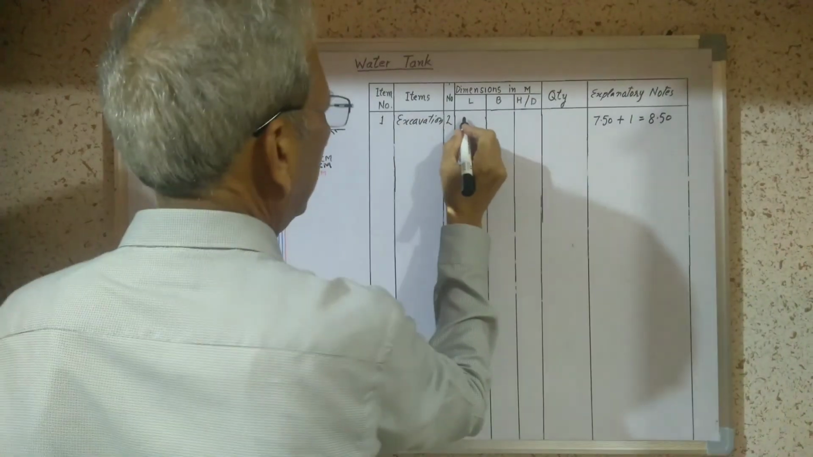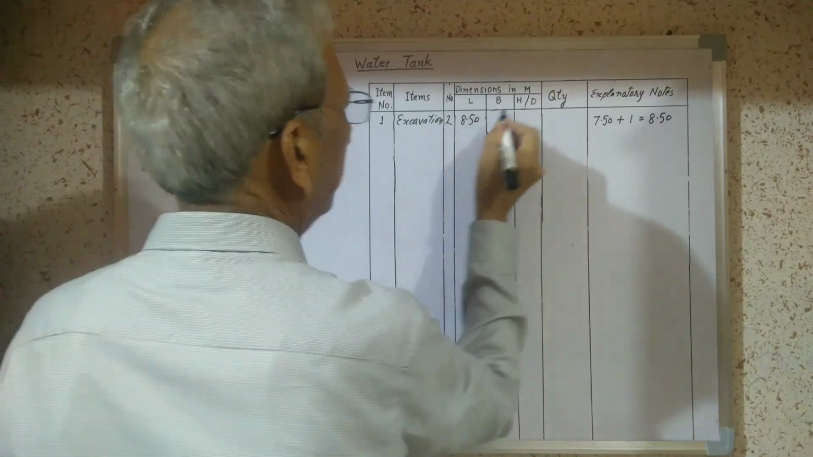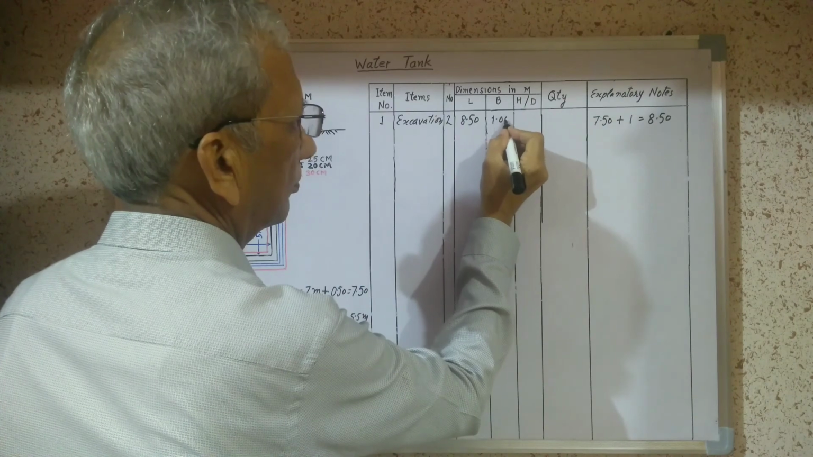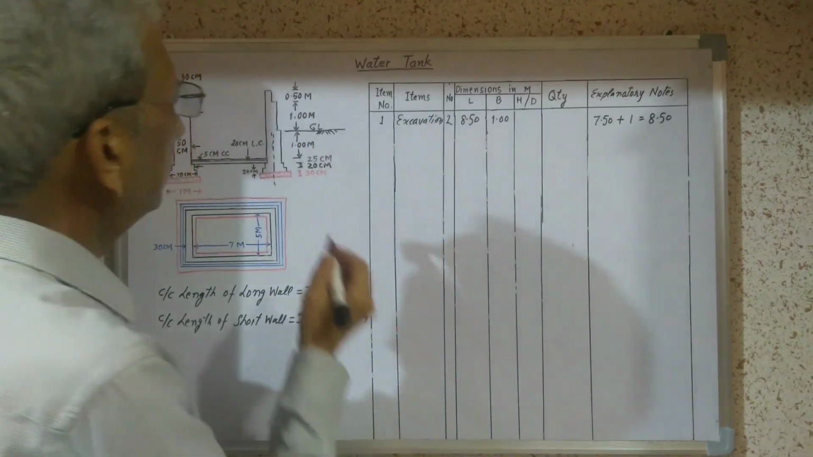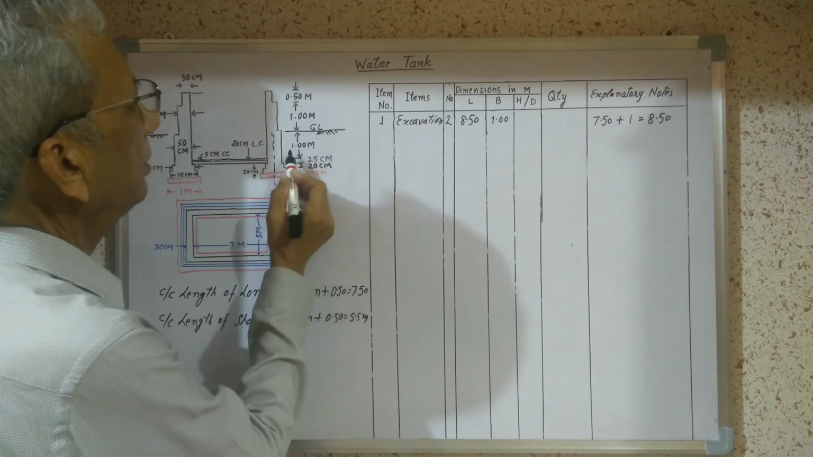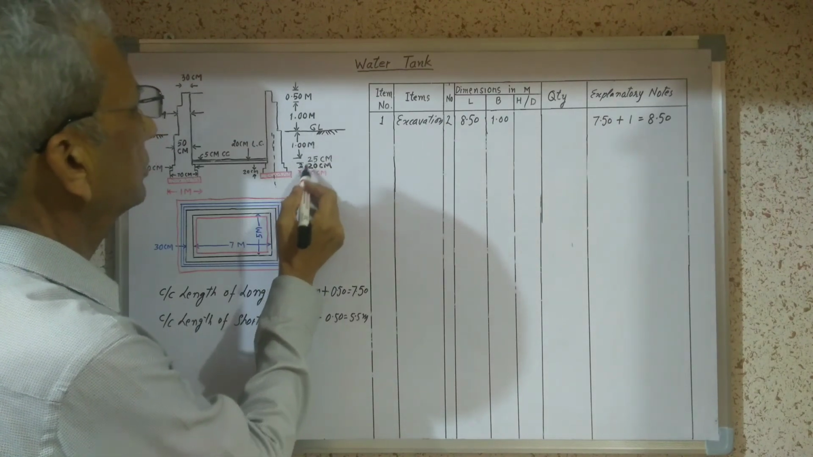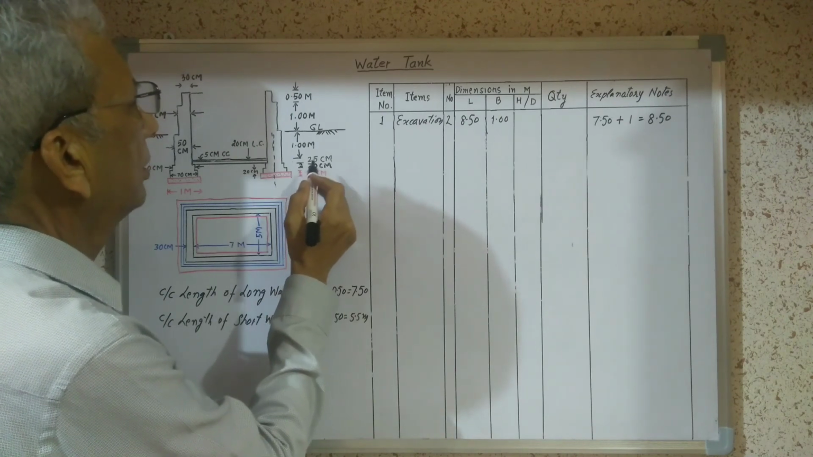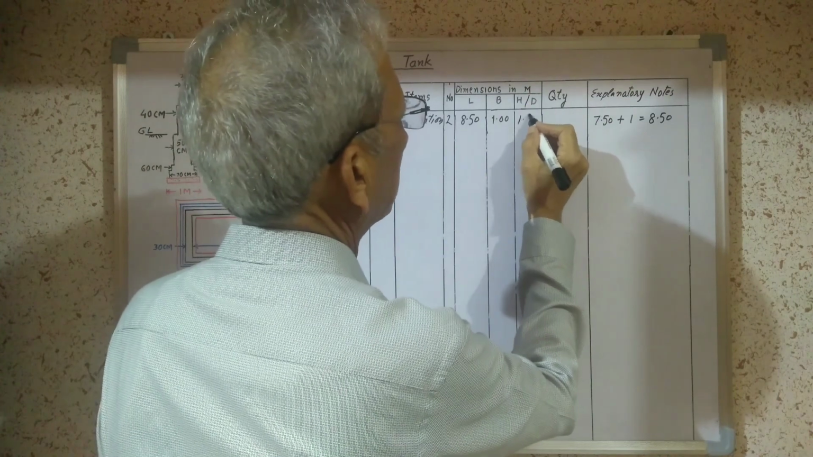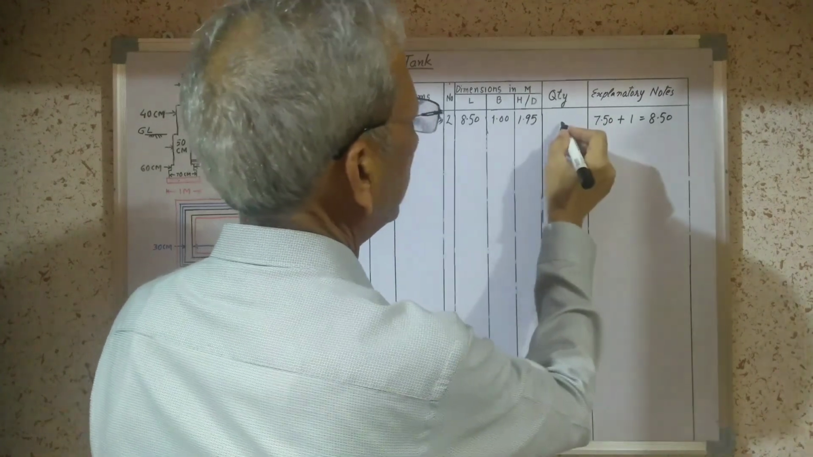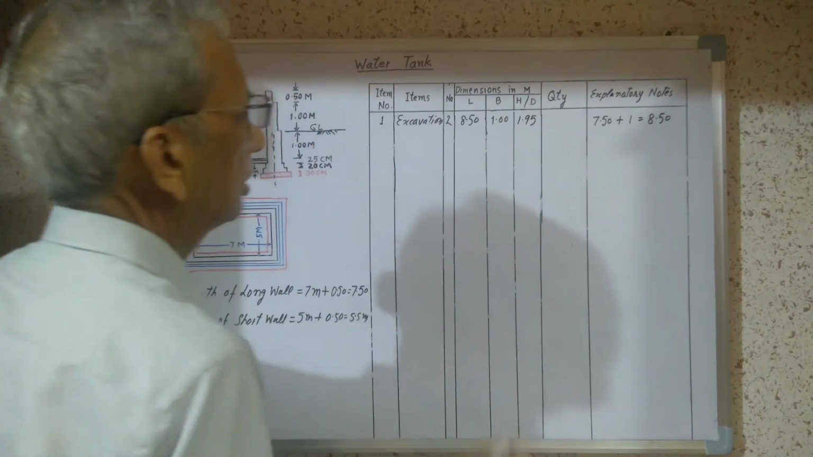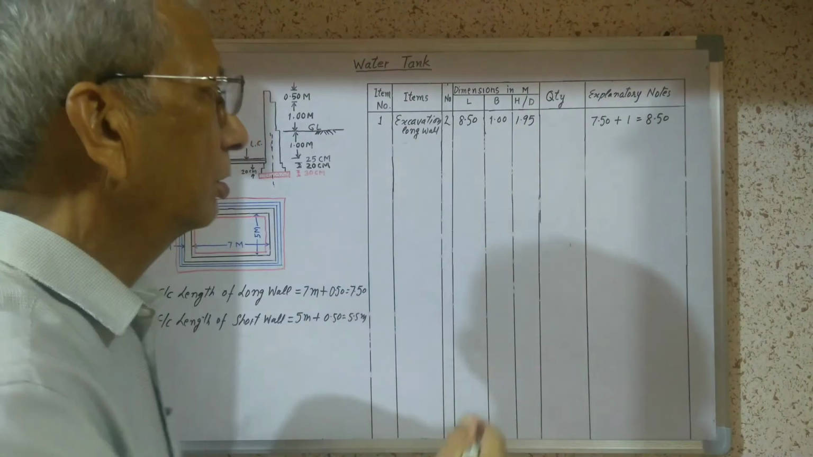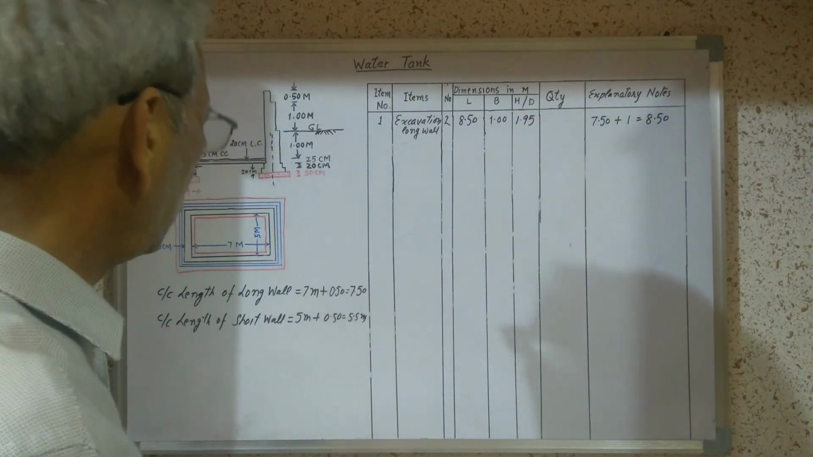Now I will write 8.5 here. Width of the excavation is of course 1 meter. And depth we will calculate from the ground level 1 meter, and these dimensions 25, 20, 20 and 30. It will be 1.95. Now we will do the calculation, quantity will be worked out. This is long wall, which I have calculated. Now we will calculate for short wall.